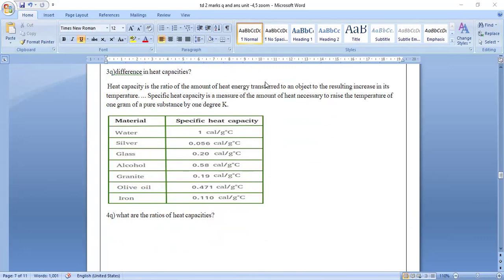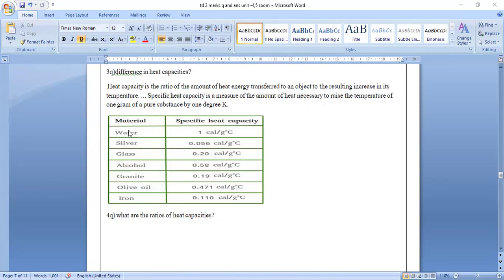So what is happening? Energy is transferred to any object, and there is an increase in its temperature. You are giving some heat to an object and its temperature is continuously increasing. That is called specific heat. The specific heat capacity is a measure of the amount of heat necessary to raise the temperature of 1 gram of a substance by 1 degree. So you take 1 gram of salt or 1 gram of sugar or 1 gram of water, then you heat it. How much heat you are giving for a 1 degree increase in temperature, that heat you are going to measure.